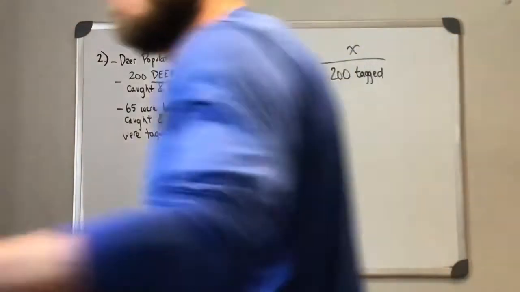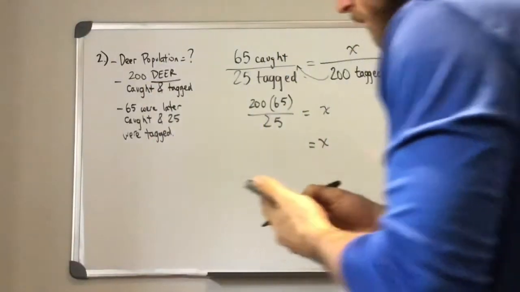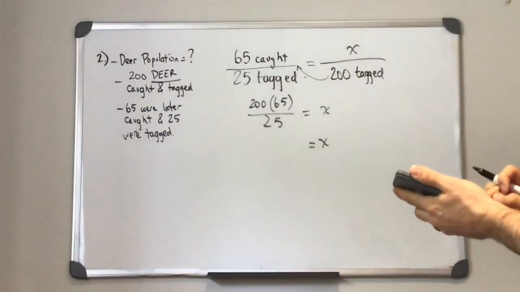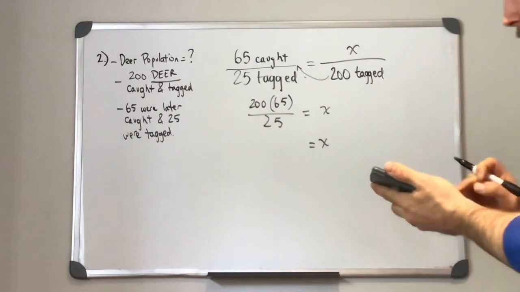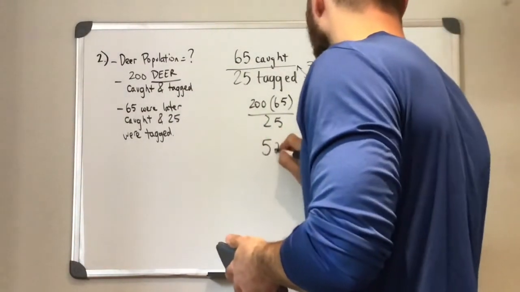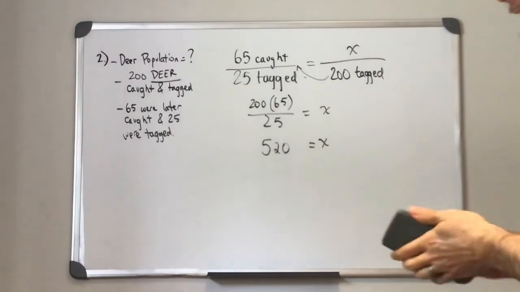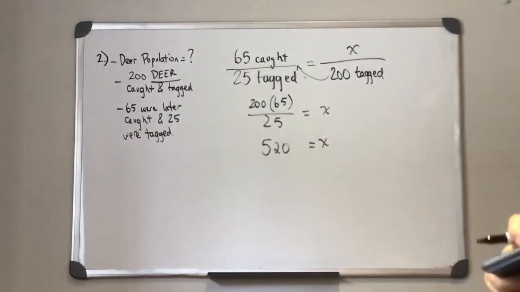We end up getting an answer of 520. Okay, so we're estimating that the deer population in that area is about 520 deer.